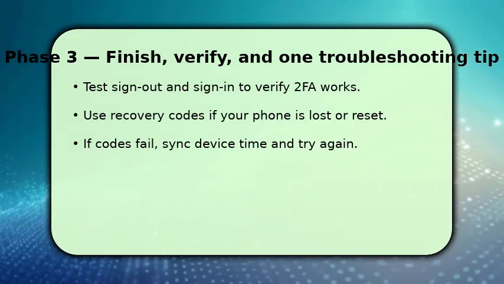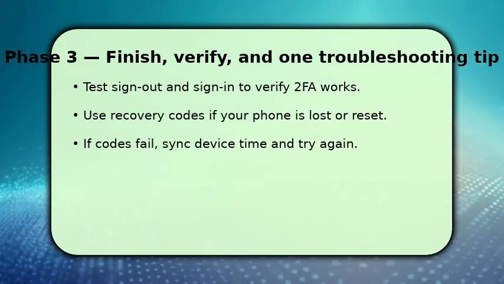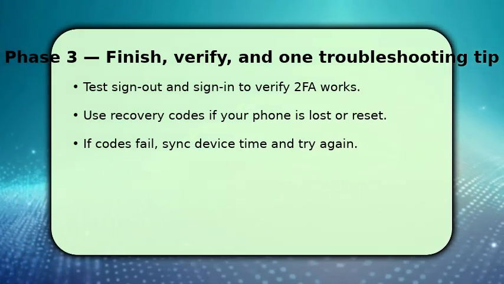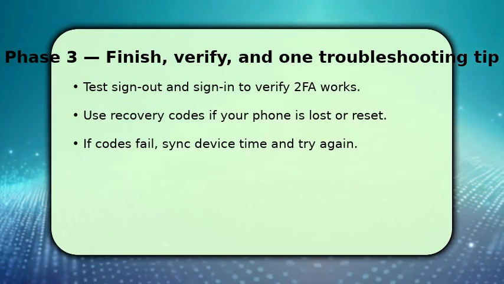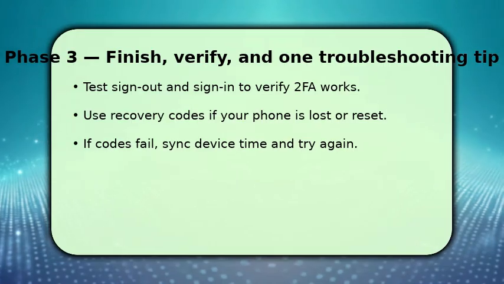One key troubleshooting tip: if codes are rejected, make sure your phone's time is set to automatic network time. Authenticators rely on accurate clocks, so syncing time usually resolves mismatched codes quickly.